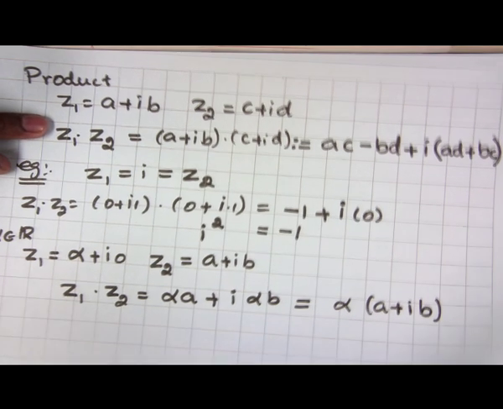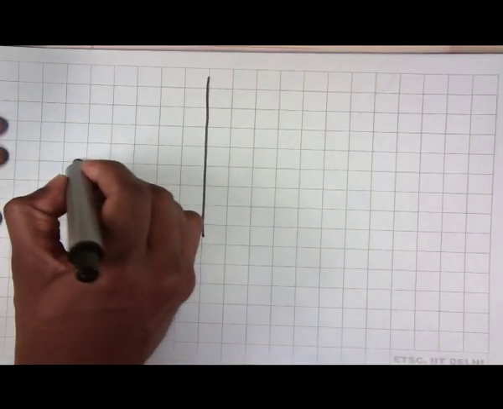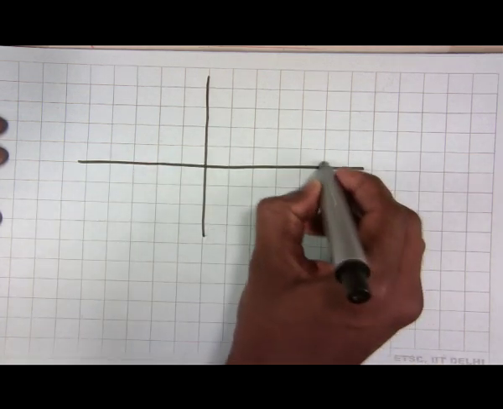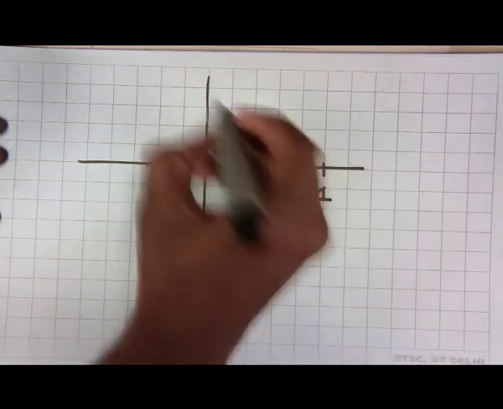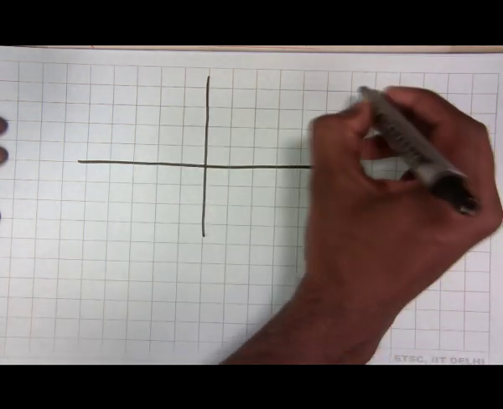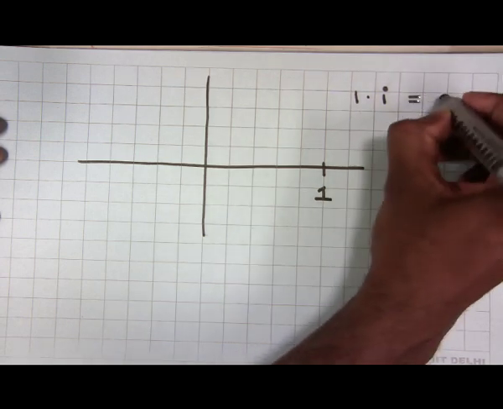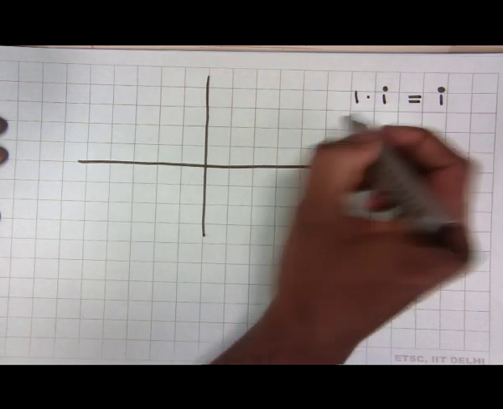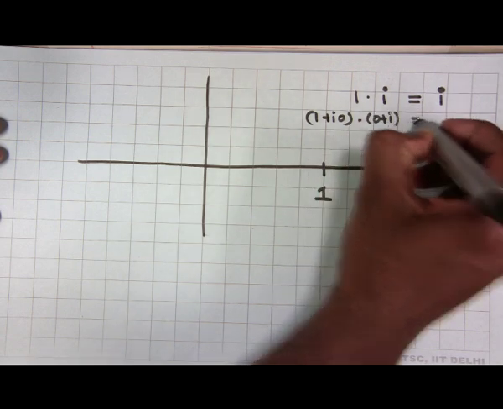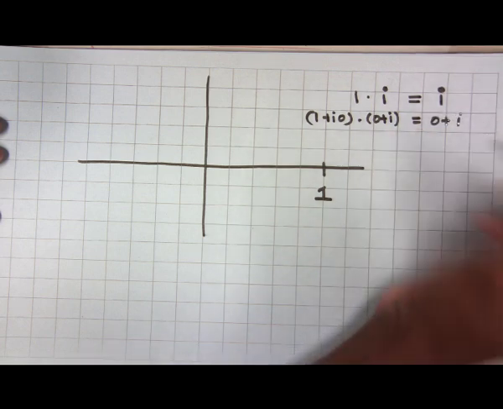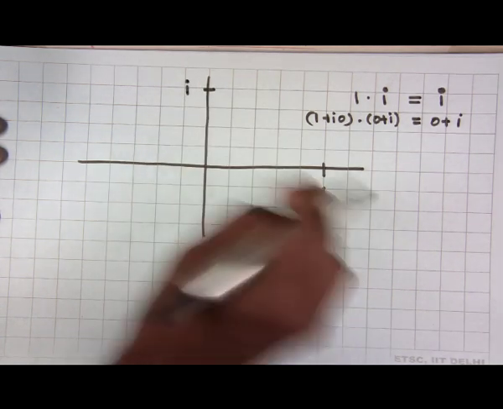Let us see some more examples with respect to this product. So, let us try to imagine what is happening with respect to this product. I take 1 and suppose I multiply by i. One can verify that it gives again i. So, what is the meaning of this? This is 1 plus i 0 multiplied by 0 plus i. One can verify that it gives 0 plus i. Okay. So, we are getting i if I multiply 1 with i.